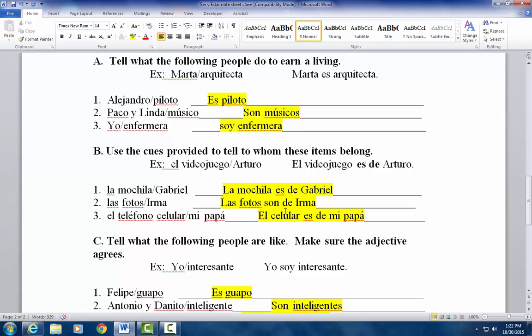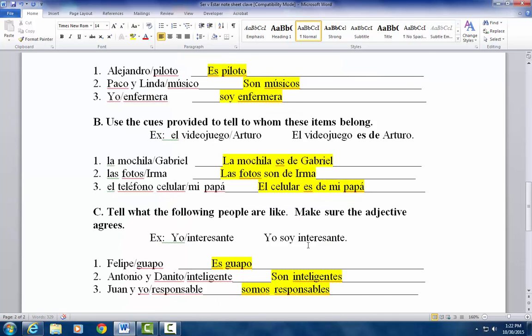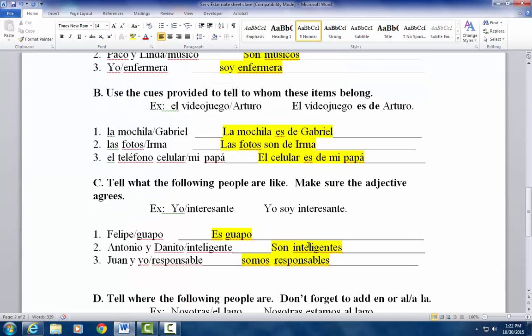Okay, moving on to Sección C. Now we're describing people. Felipe es guapo, so we use SER for descriptions. Antonio y Danito son inteligentes. Juan y yo somos responsables.